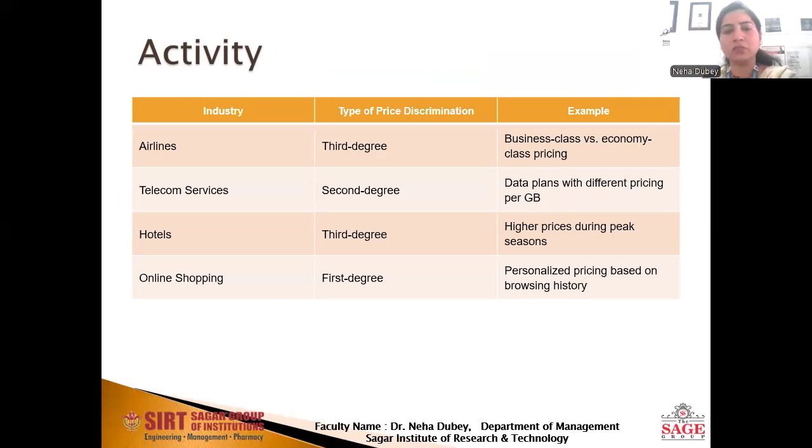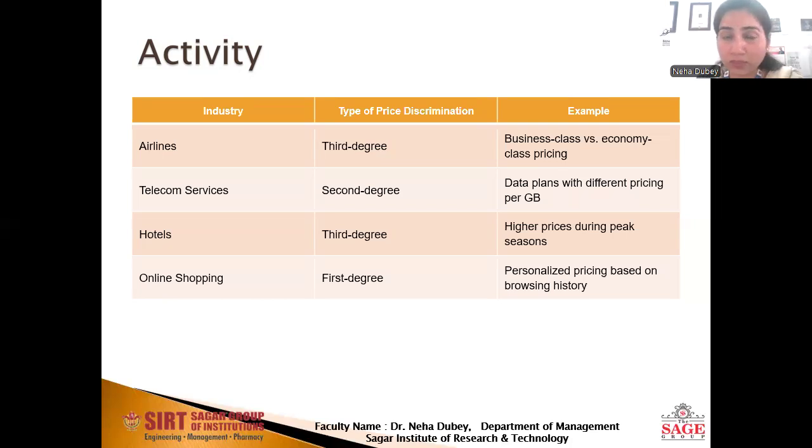Here is an activity I want you all to do. The first industry is airlines. Without seeing the answers, I want you to give me the reasons why airlines belong to which category and why they belong to that category. For airlines, we already studied third degree price discrimination, where we studied business class and economy class pricing with their features.